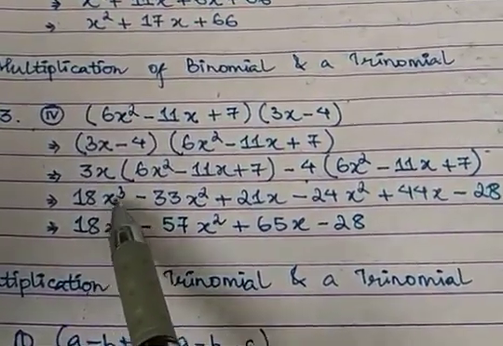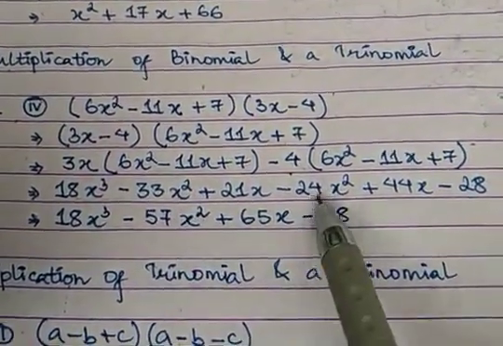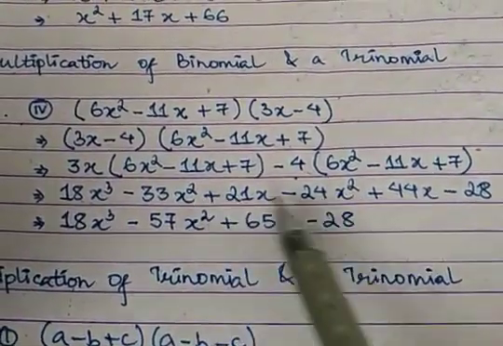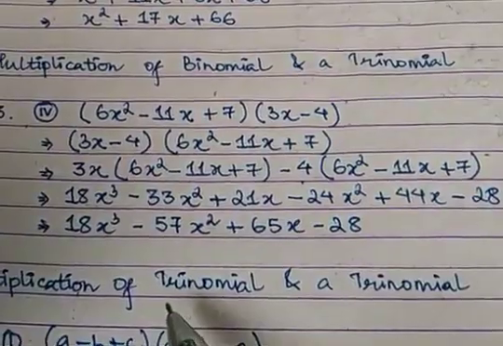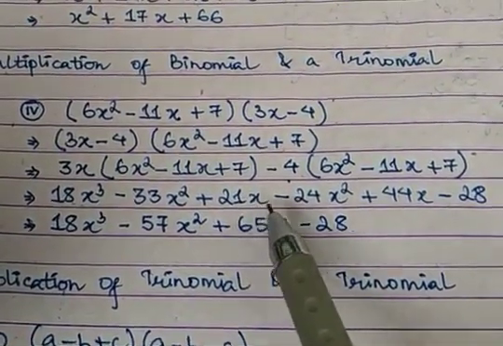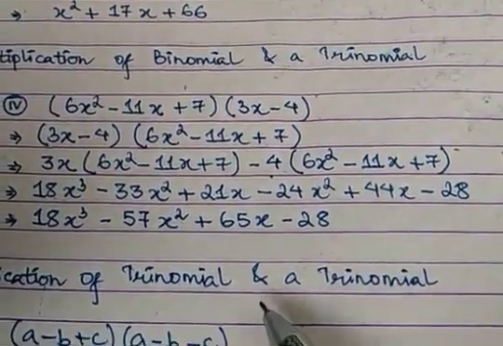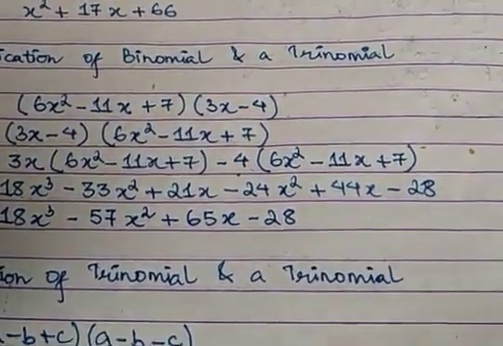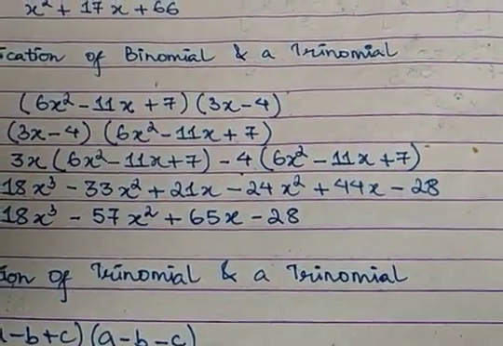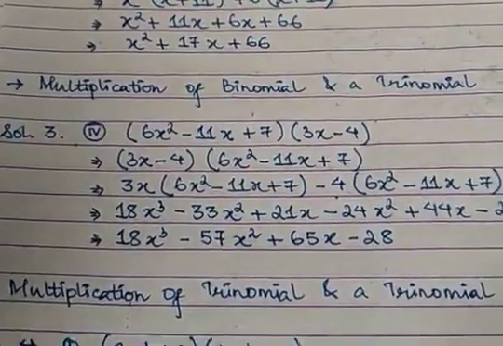So that's what we have done here. 18x cubed remains as it is. Now minus 33x squared minus 24x squared, like terms with same signs added, sign remains same, minus 57x squared. Again 21x plus 44x, like terms with same signs, so it is plus 65x, and finally minus 28. Is it okay? I hope you kids have understood.